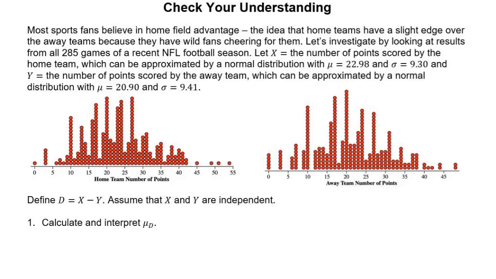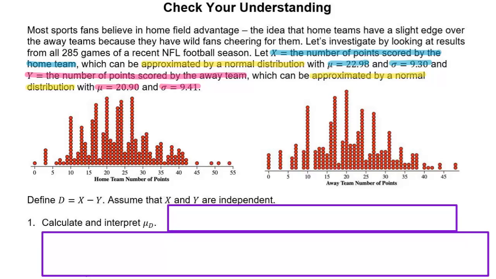Number 1 says to calculate and interpret the mean of D. What is D? X minus Y. And they gave us information about X and Y up here. It said X was the number of points scored by the home team. It is approximately normal with a mean of 22.98 and a standard deviation of 9.30. Y was the number of points scored by the away team, which was also approximately normal with a mean of 20.09 and a standard deviation of 9.41. What do I need to do to calculate the mean of X minus Y?